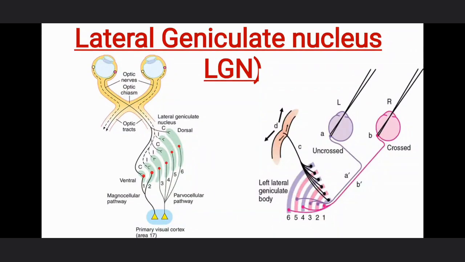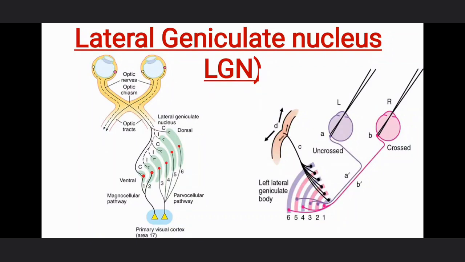In the lateral geniculate nucleus, divided into the left and right, both pictures you can see, there are 6 layers of cells. The crossed fibers of the optic tract terminate in layers 1, 4 and 6, while the uncrossed fibers terminate in layers 2, 3 and 5. The lateral geniculate nucleus also contains 2 types of cells, magno and parvo cells. Layers 1 and 2 contain magno cells and layers 3, 4, 5 and 6 contain parvo cells.